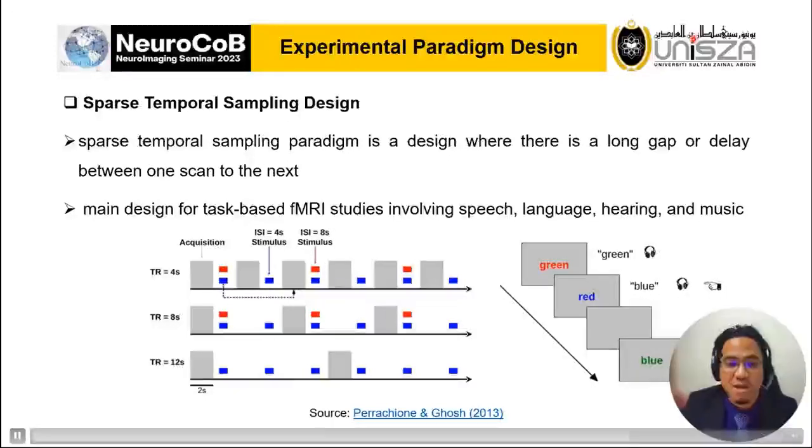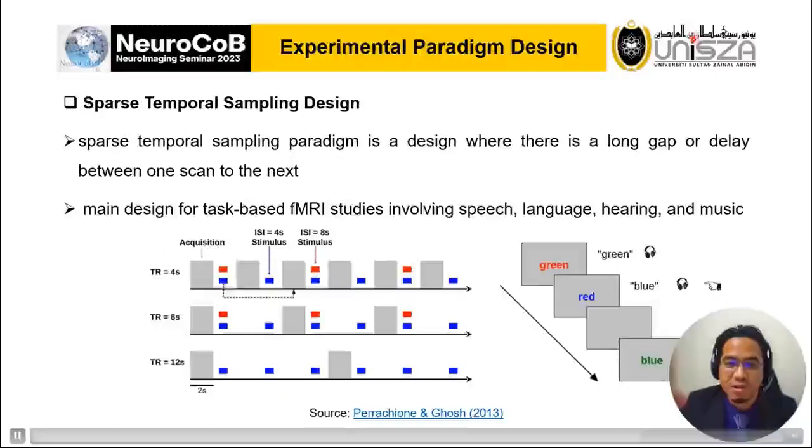clinical populations. Sparse temporal sampling paradigm is a design where there are long gaps or delays between one MRI scan to the next. The main reason for introducing these long gaps or delays is to allow the auditory stimulus, let's say music or speech, to be delivered to the participants without contamination from the background MRI noise. As we know, the MRI machine makes loud acoustic noise when it is scanning.